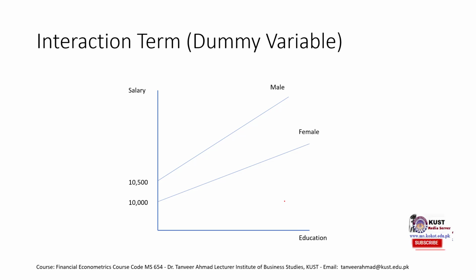So if we graphically represent this, this is the base salary of female, and the base salary of male, 500 higher, because of the dummy variable from the previous slide. So the slope is higher for the male. This is because of the B4 as compared to the slope of female. So that is the end of our discussion on the dummy variables.